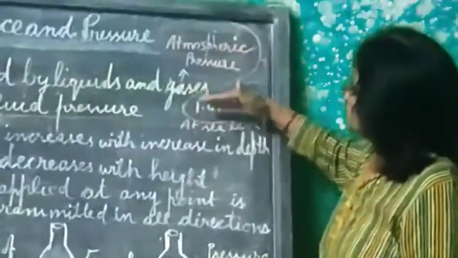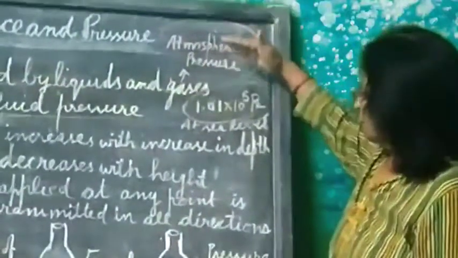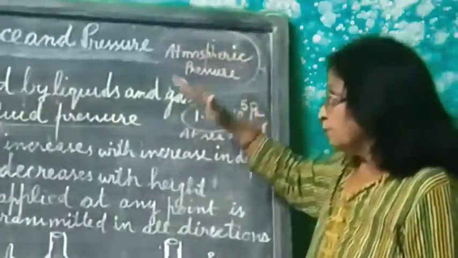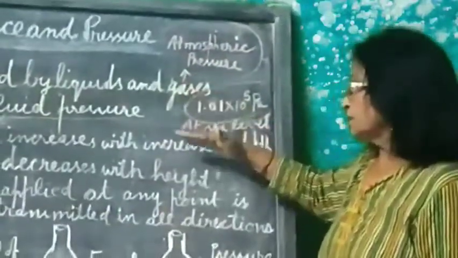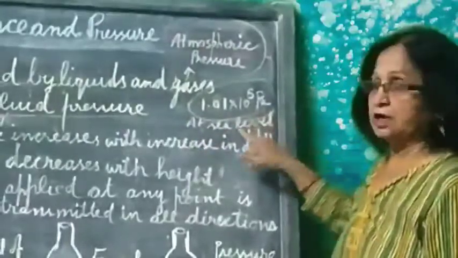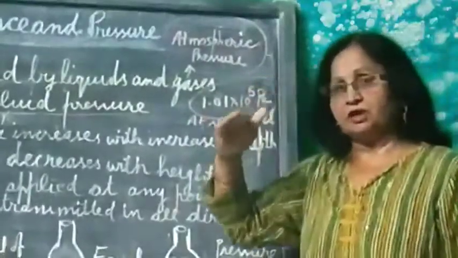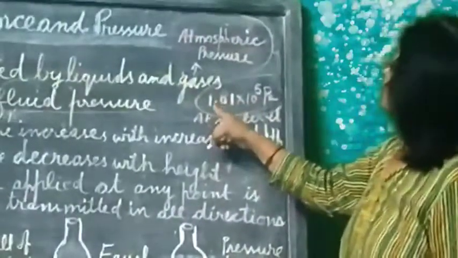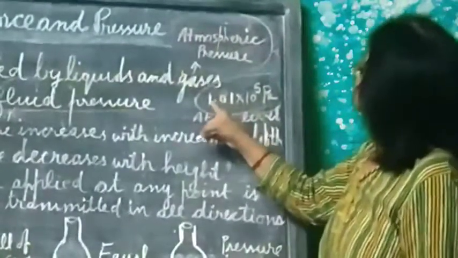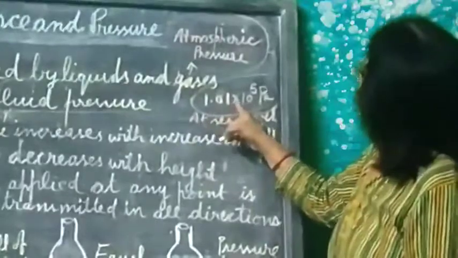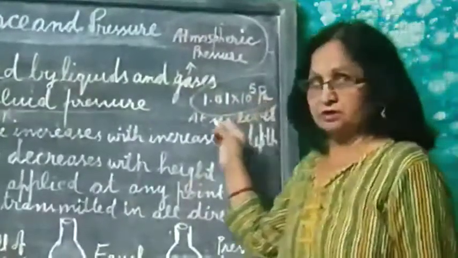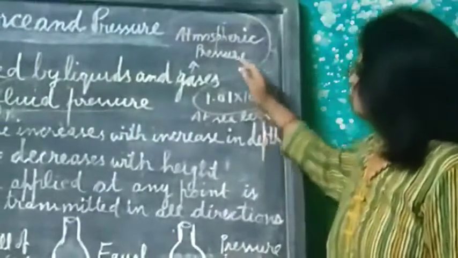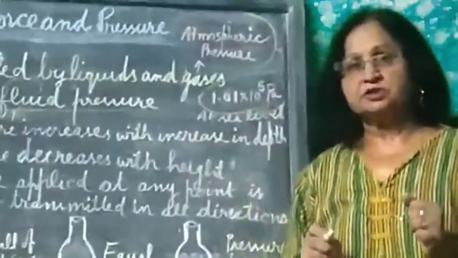When we go upward from sea level, the pressure decreases with height. At sea level, one atmospheric pressure is equal to 1.01 multiplied by 10 to the power 5 Pascal. This is the value of one atmospheric pressure. So gases also exert pressure.